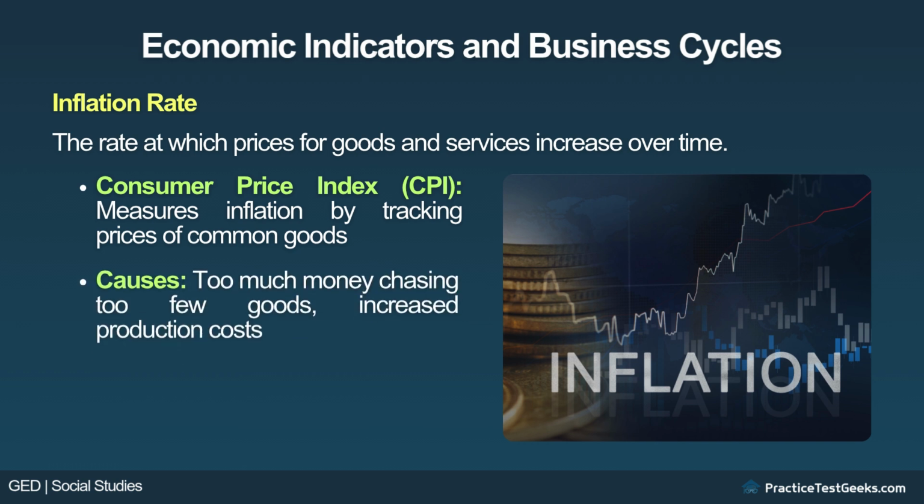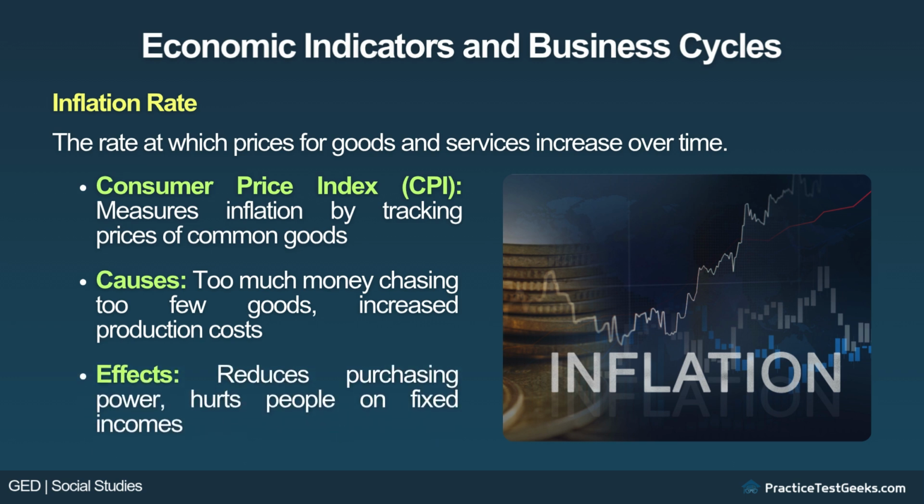Causes of inflation may include an increase in the money supply, too much money chasing too few goods, and rising production costs, e.g., wages and raw materials. Effects of inflation. It reduces the value of money, meaning people can buy less with the same income. This is especially harmful to those on fixed incomes.